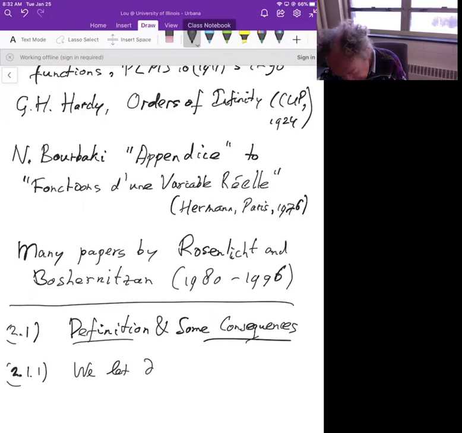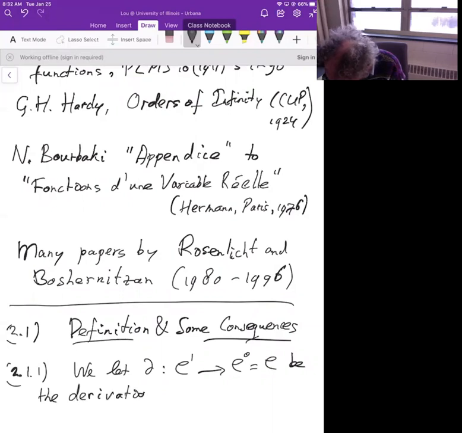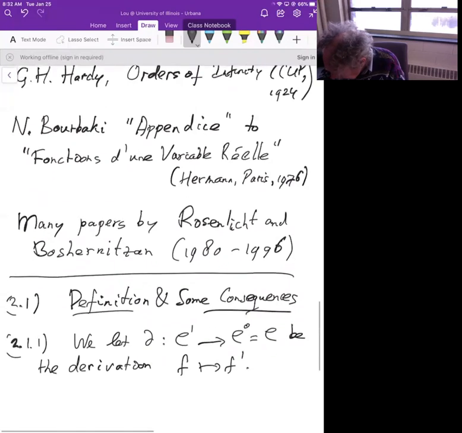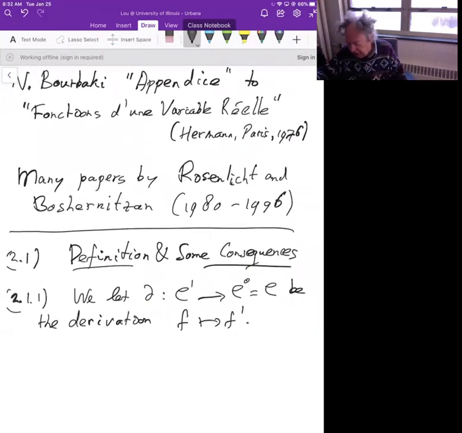Let's fix the derivation on the germs of the C1 functions, right? If you have a C1 germ and you take the derivative, you get just a continuous germ. And this is the derivation, the usual one, which sends a germ f to its derivative. A derivation simply means that it's additive and satisfies the product rule, or the Leibniz rule.